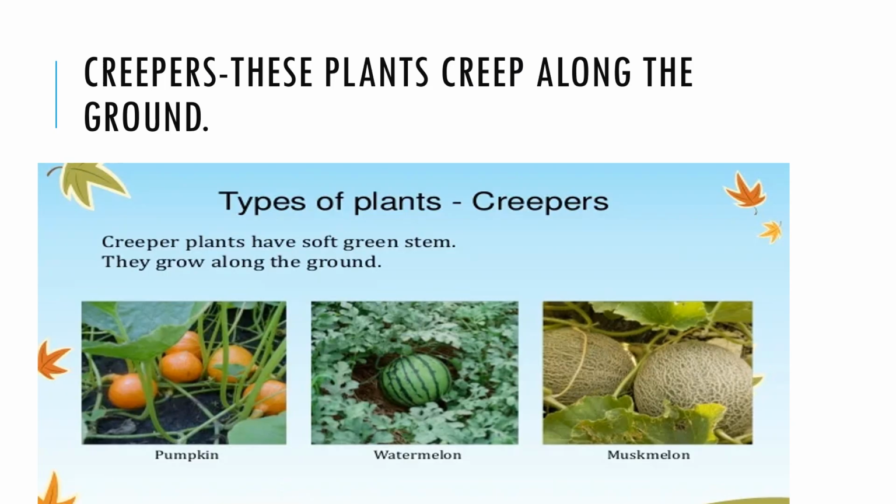Next, coming to the creepers. From the name it is clear that they creep along the ground. That means they grow horizontally on the ground. They have a very soft and green stem, as is clear from the picture, like pumpkin, watermelon and muskmelon. So these three are the important creepers.